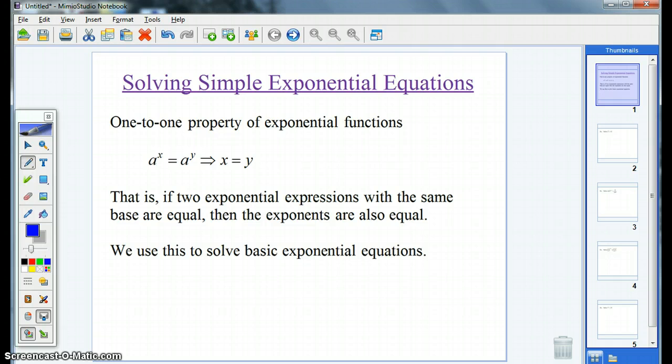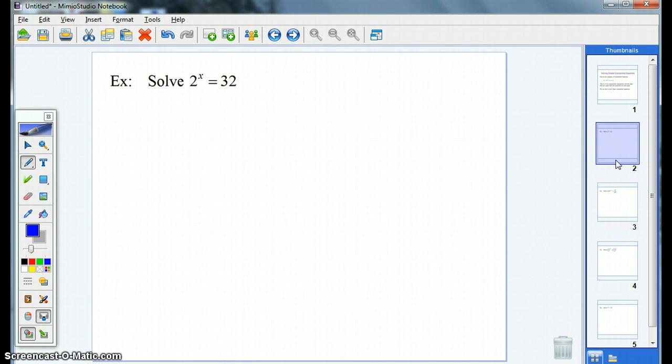Basically what this is saying is that if you have two powers that are equal, two exponential expressions that have the same base, then the exponents are also equal, which is an assumption that most people would make and really comes from something called the one-to-one property. We use this to solve basic exponential equations by making both sides of the equation have the same base and then equating their exponents. Let's look at an example.